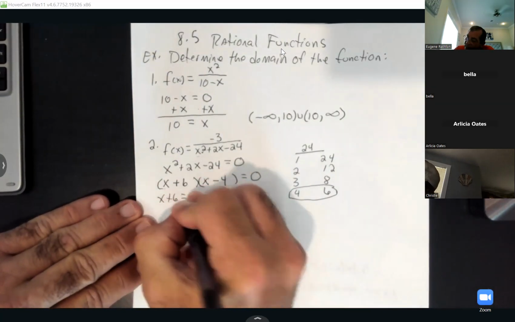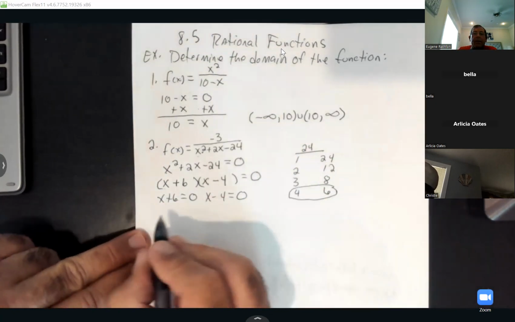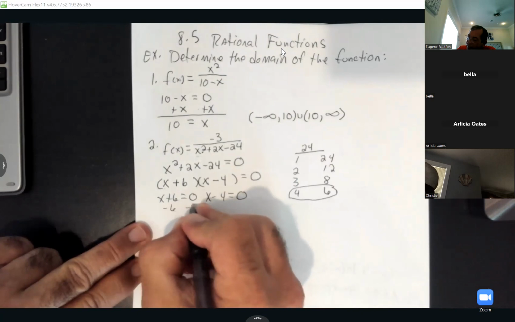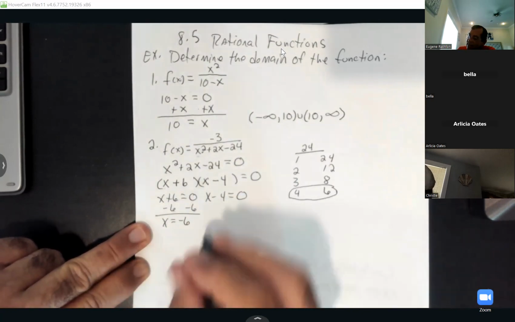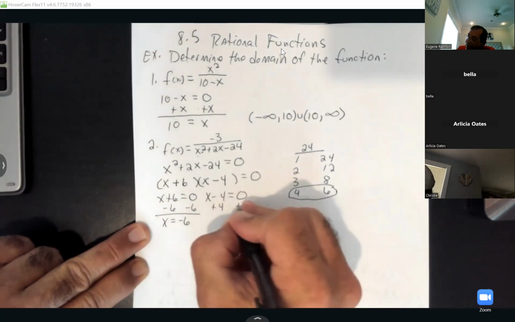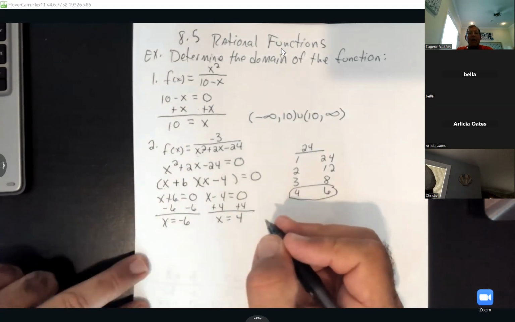Now to finish this off, set both of these equal to 0. So y'all, the first one, I'm going to subtract 6 from both sides. I get x is a -6. The second one, I'll add 4 to both sides and get x is a +4.